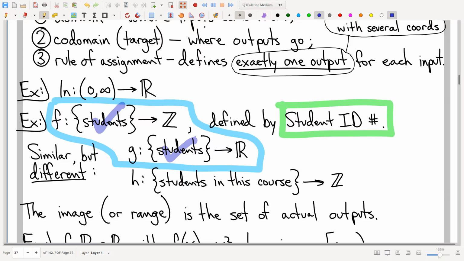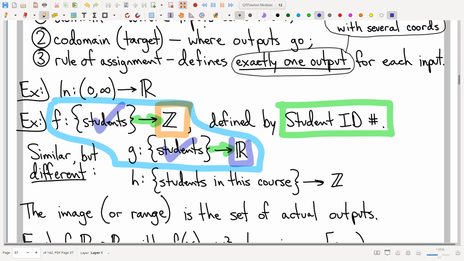Okay. I'm going to use the same rule of assignment. For any student at Duke, the way I compute the value of F and the value of G is: what is that student's ID number? Every student's got one. Well, I mean, all student ID numbers are integers. I'm pretty sure, right? I don't think anybody's got a fractional student ID.